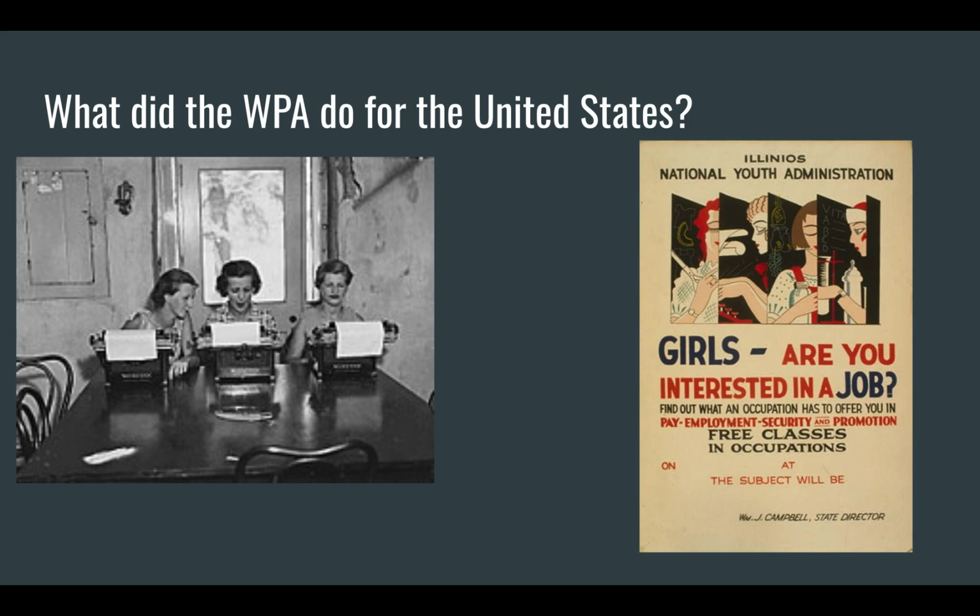What did the Work Progress Administration do for the United States, and why was it good? During its 8 years of existence, the Work Progress Administration put 8.5 million people to work, while over 11 million were unemployed in 1934. The agency's construction projects produced more than 650,000 miles of road, 125,000 public buildings, 75,000 bridges, 8,000 parks, and 800 airports. This made the United States construction rate go up, bettering the country at the same time as employing those who needed it.